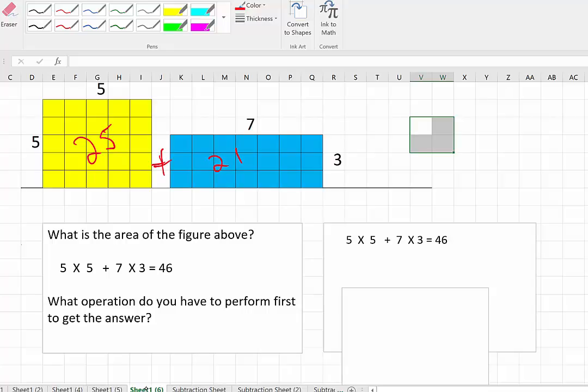And so what operation do you have to perform first in order to get the answer? Well, obviously we did 5 times 5 first and 7 times 3, and then we added to get the 46. But let's say over here as the counter example, let's say that we just went ahead and just went left to right. We would do great here. 5 times 5 is 25, and then we'd add 7, and that gives us a number of 32, and then we have to multiply by 3, and that gives us 96.